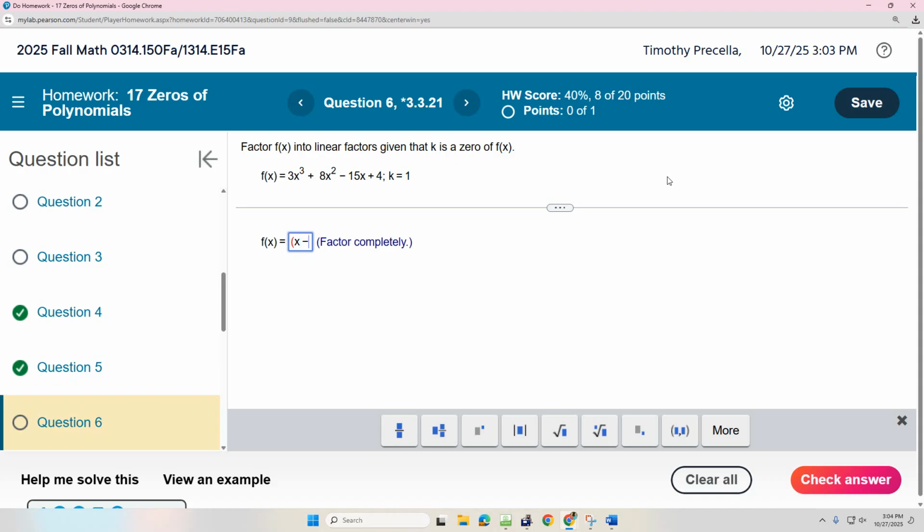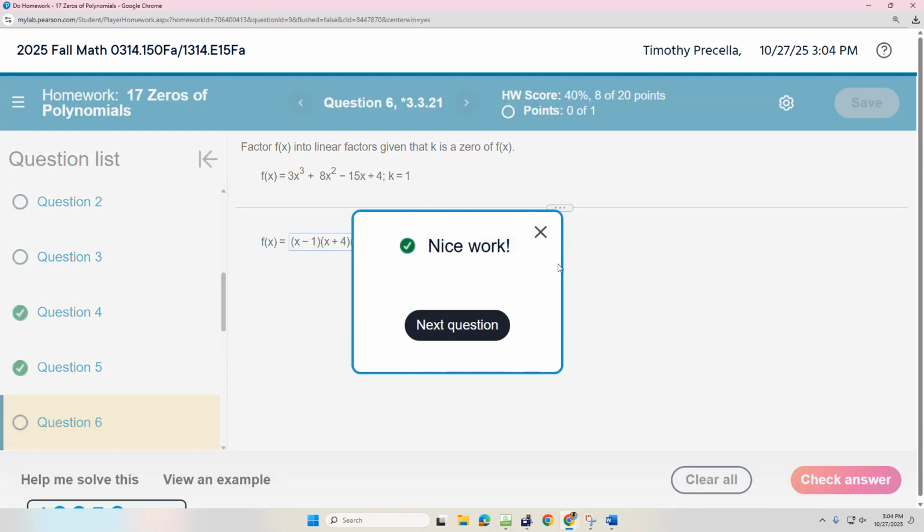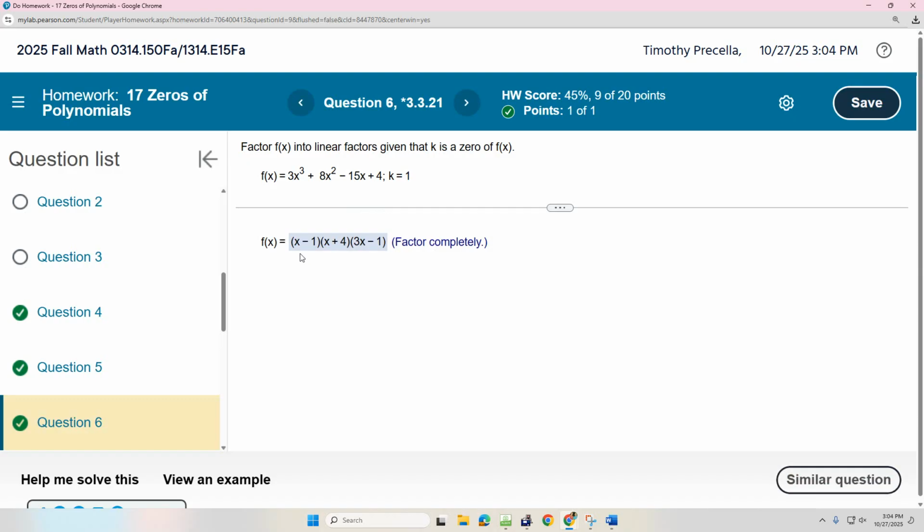Parentheses, x minus 1, right parenthesis, left parenthesis, x plus 4, right parenthesis, and 3x minus 1. And once again, the order in which we wrote those parentheses isn't significant. As long as you have the same thing inside all three sets of parentheses, you could have put the 3x minus 1 first when you were typing it in.